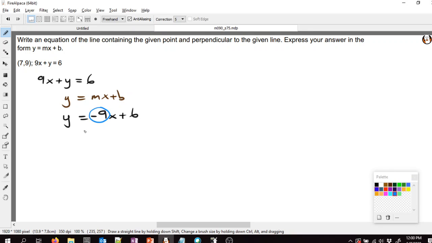And minus 9, that coefficient, that's our slope. But this time we're looking for perpendicular. And when it comes to perpendiculars, it's equal to the negative reciprocal of our slope. So this is a -1 over a -9. The negatives cancel out. The slope that we're going to use is 1/9.